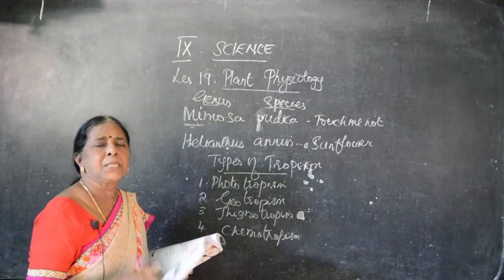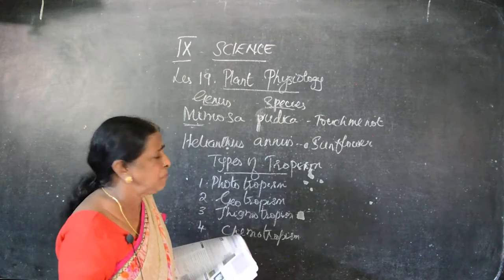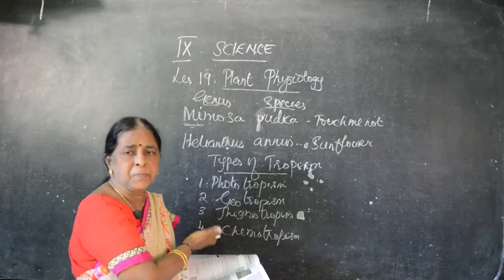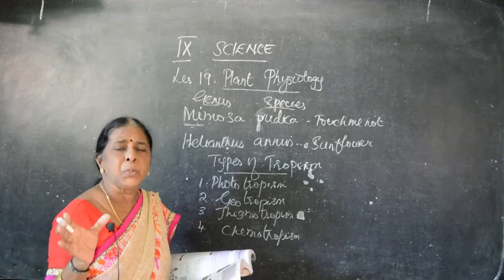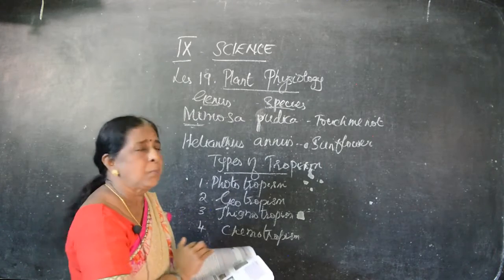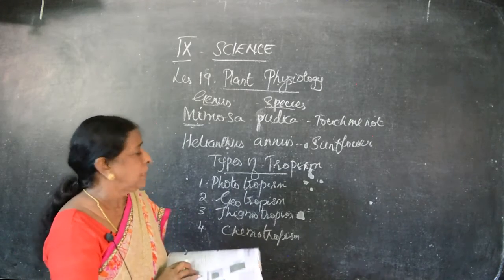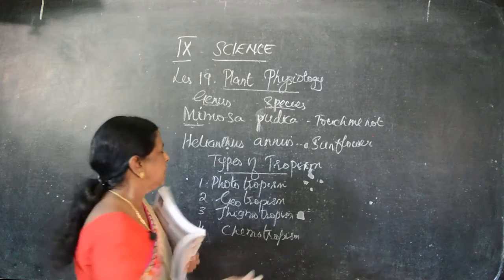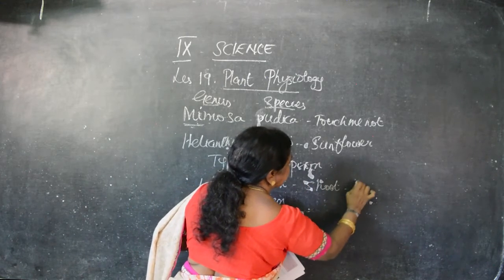So tropism is a unidirectional movement we have seen already. What are the types of tropism? Four types of tropism: phototropism, geotropism, thigmotropism and chemotropism. Photo means what? Sun. That is, the plant grows towards the sunlight. That movement is known as phototropism. Example, sunflower. Which part of the plant grows towards the sun? Shoot. Shoot means what? Stem.